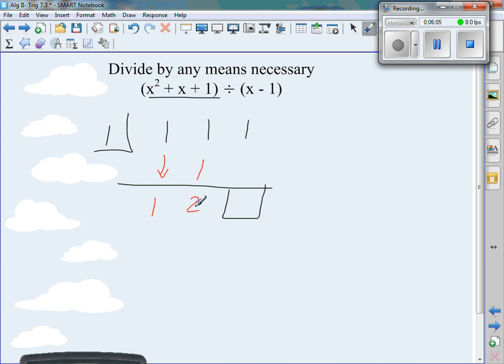1 times 2 is 2. 1 and 2 is 3. What this means, I have a remainder. X minus 1 does not go into x squared plus x plus 1 evenly. That's x plus 2 plus a remainder of 3 over x minus 1.